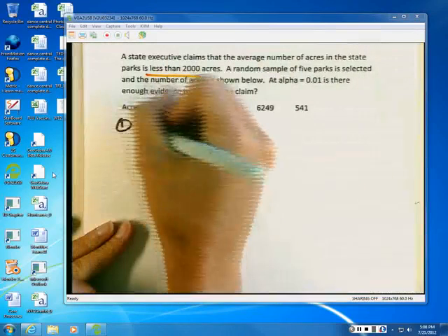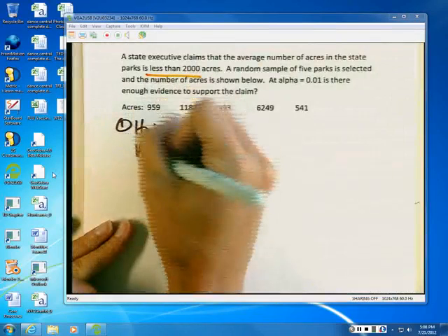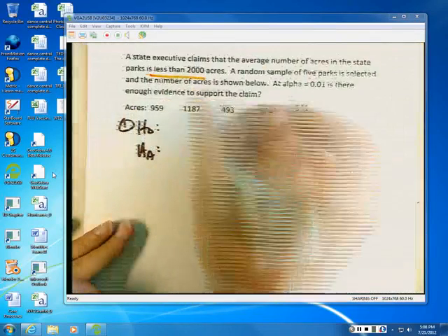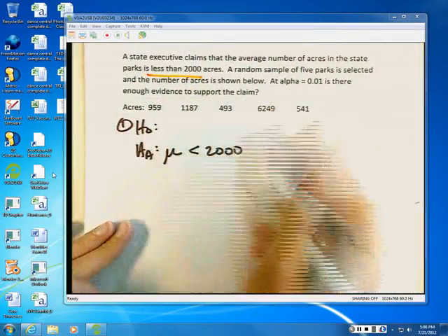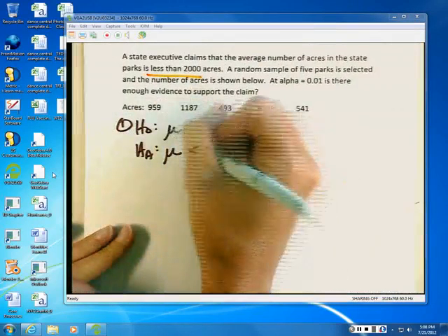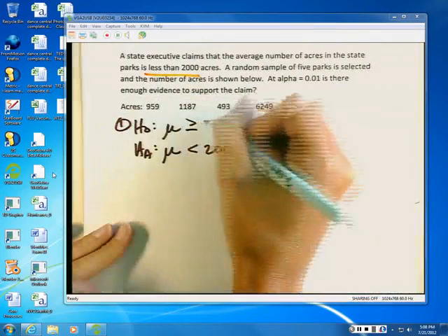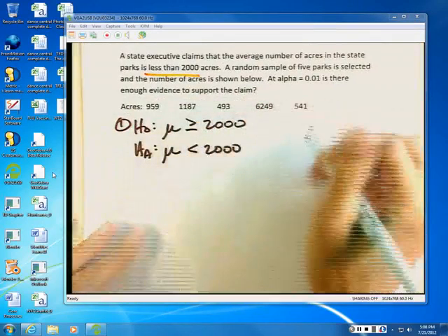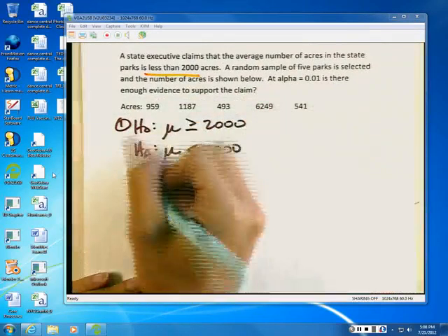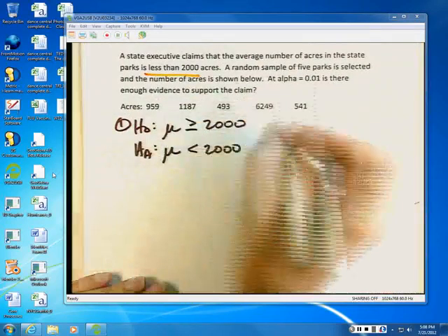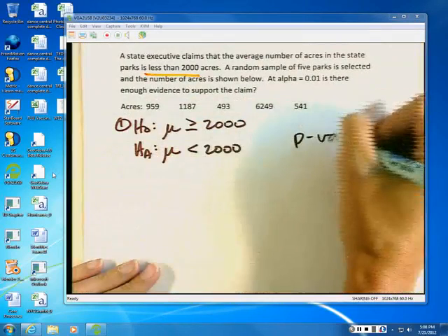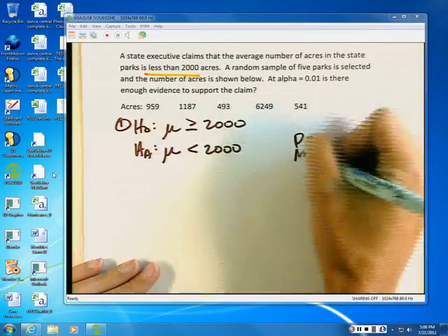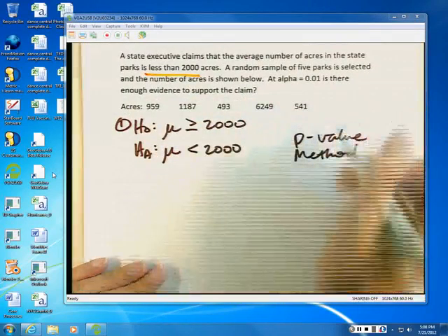So step number 1, null and alternative. Average number, so mu is less than 2,000. The null could be greater than or equal to 2,000. Number 2, let's see. Oh, a random sample of 5 parks. Okay, so blah, blah, blah. Let's do a p-value method here. I don't think I said, did I? So we'll do a p-value method.